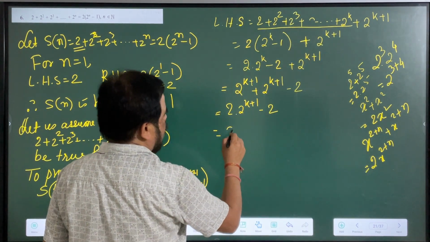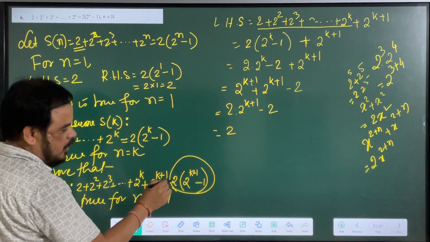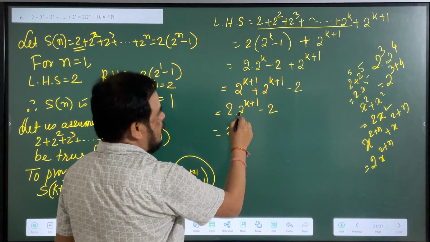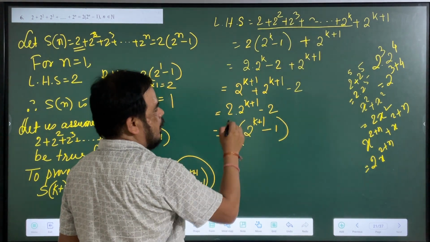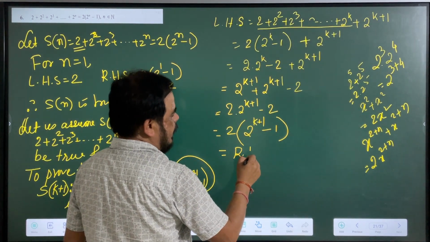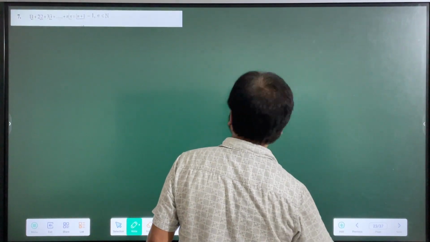Now we will take 2 common. Right hand side, this one is right hand side. We have to follow right hand side. 2 is taken common. What is there inside the bracket? 2 into 2 to the power k, 2 into 1 is 2, equals right hand side. The last part of the sentence you will write yourself.